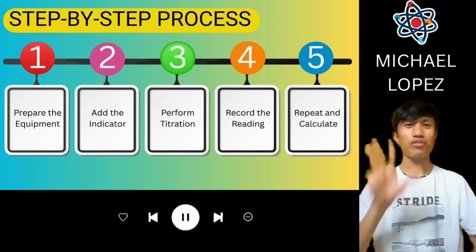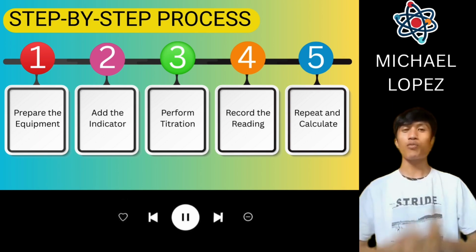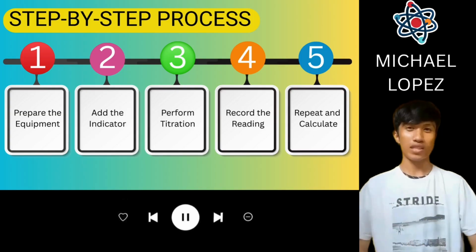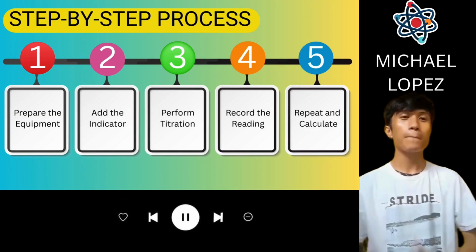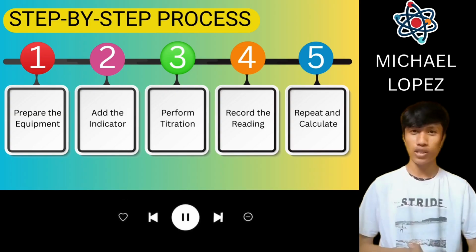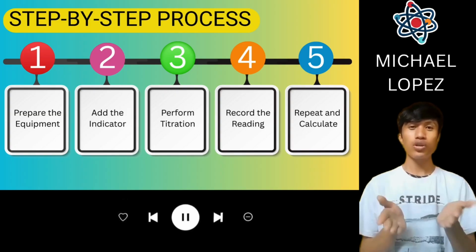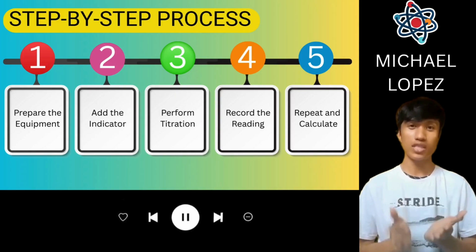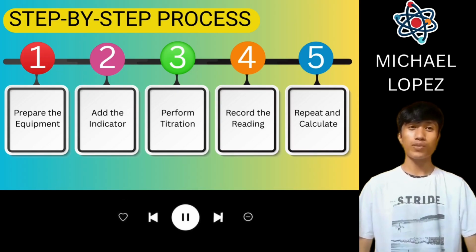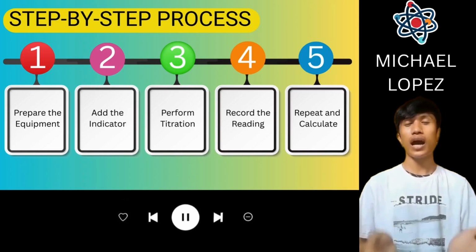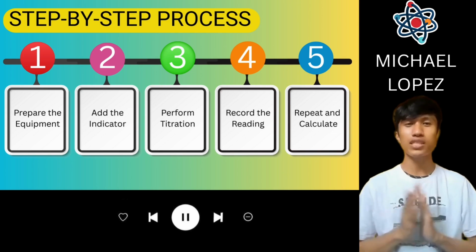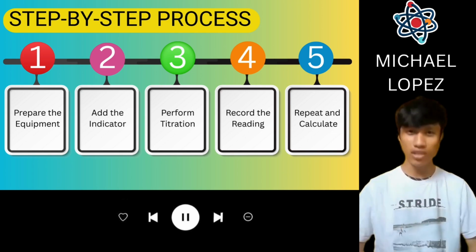So here are the 5 step-by-step procedures of this method. First is to prepare the equipment. Set up the burette, pipette, conical flask, and other required apparatus, and of course the solutions. Ensure all are clean to avoid contamination. Secondly, add the indicators. Add a few drops of an appropriate indicator to the analyte solution in a conical flask. The indicator helps detect the endpoint of the titration.